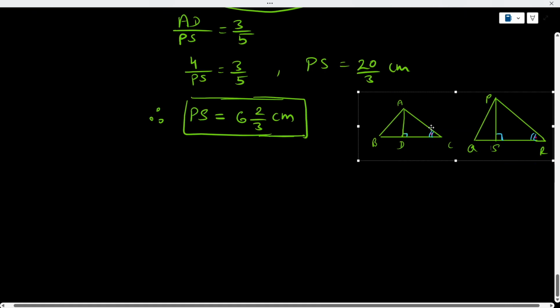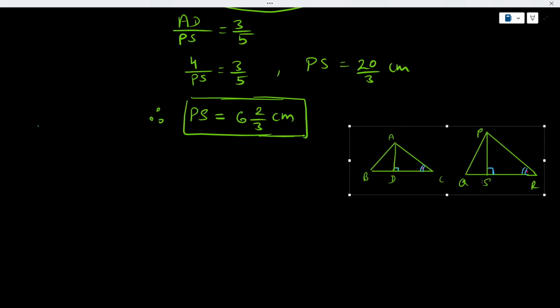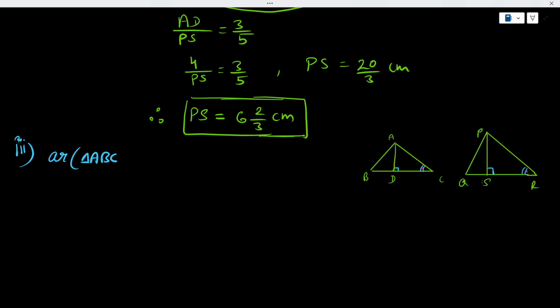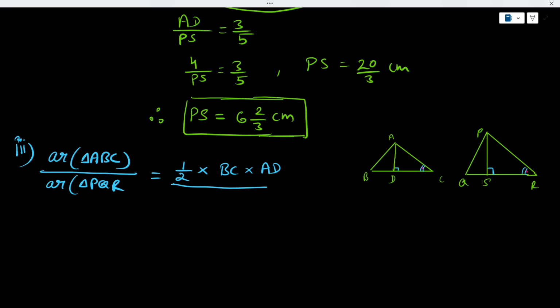So now we are in the third part of the question. This is a 5 marker question, so please do it in bits. Do you understand what I need to find out here? Area of triangle ABC is to area of triangle PQR. Now you know that it is half base into height, so base is BC into height AD, divided by, for triangle PQR, half base QR into height PS. Now you can see that half and half get cancelled.